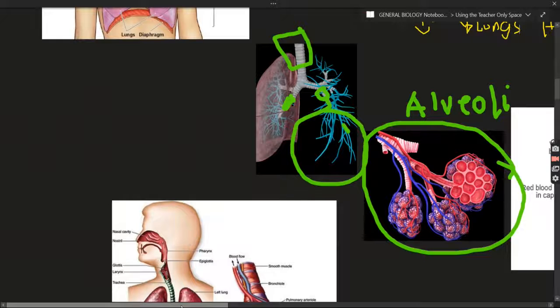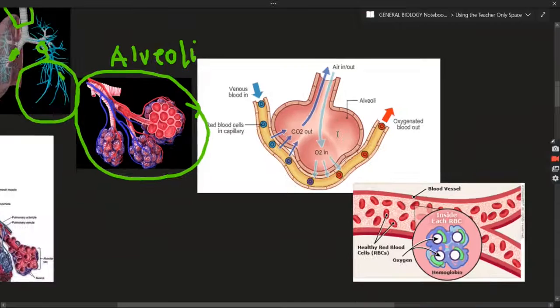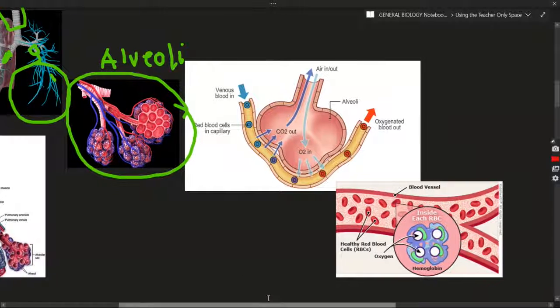Okay, so let's go to the gas exchange itself. Let's look at how oxygen diffuses in and how carbon dioxide goes out of our body.